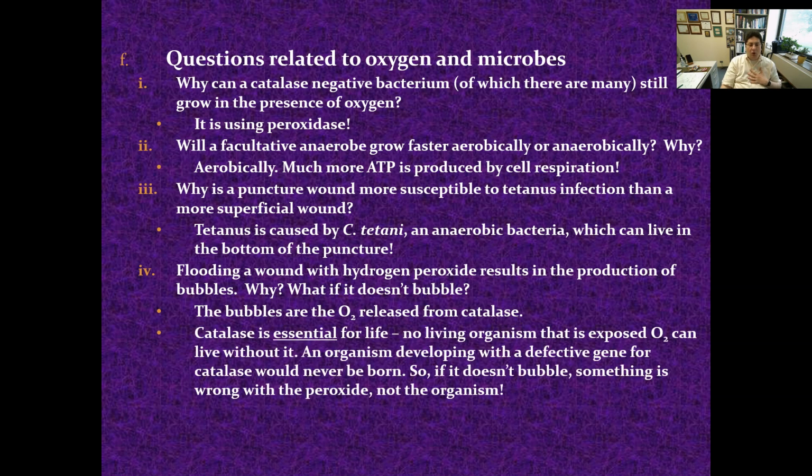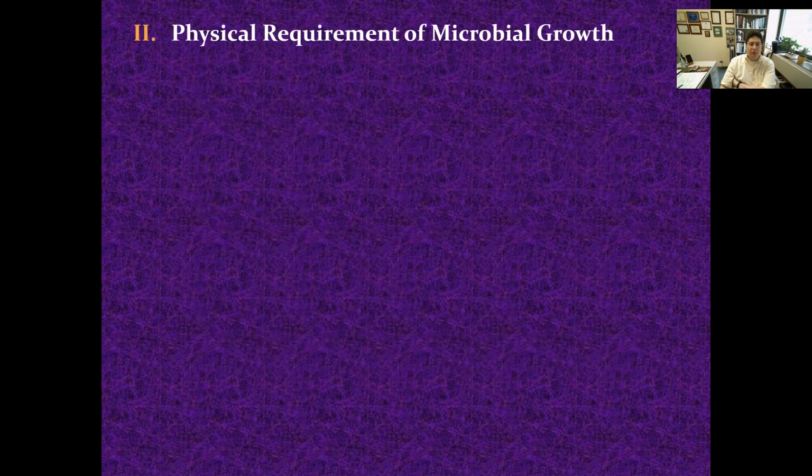Now remember, all life is going to use catalase, or peroxidase. Catalase is essential for life. No living organism that is exposed to oxygen can live without it. So an organism developing a defective gene for catalase, say you can't make catalase, you'd never be born. Oxygen would kill you from its toxicity. So if you pour hydrogen peroxide on that wound and it doesn't bubble, it doesn't release oxygen, something's wrong with your peroxide, not the organism, because you'd be dead without that catalase. All right? So let's look next now.